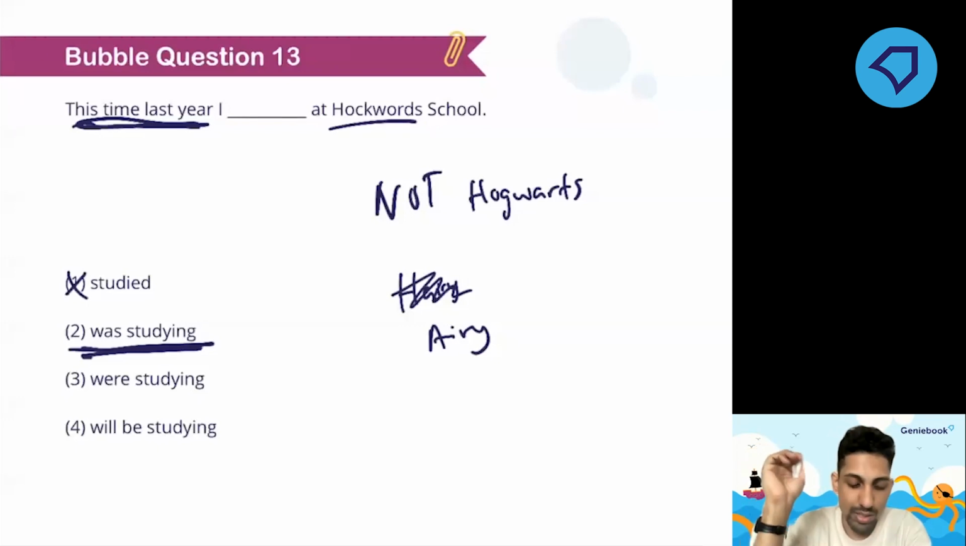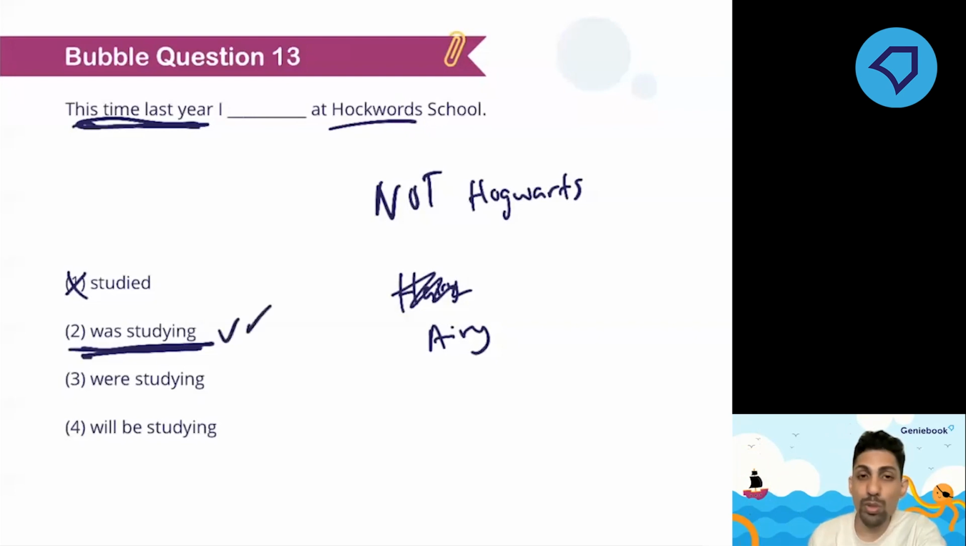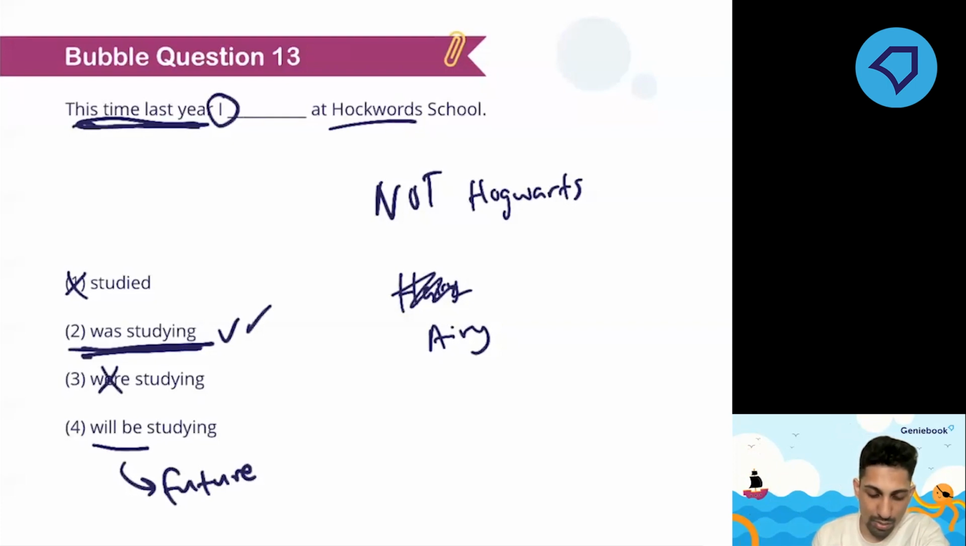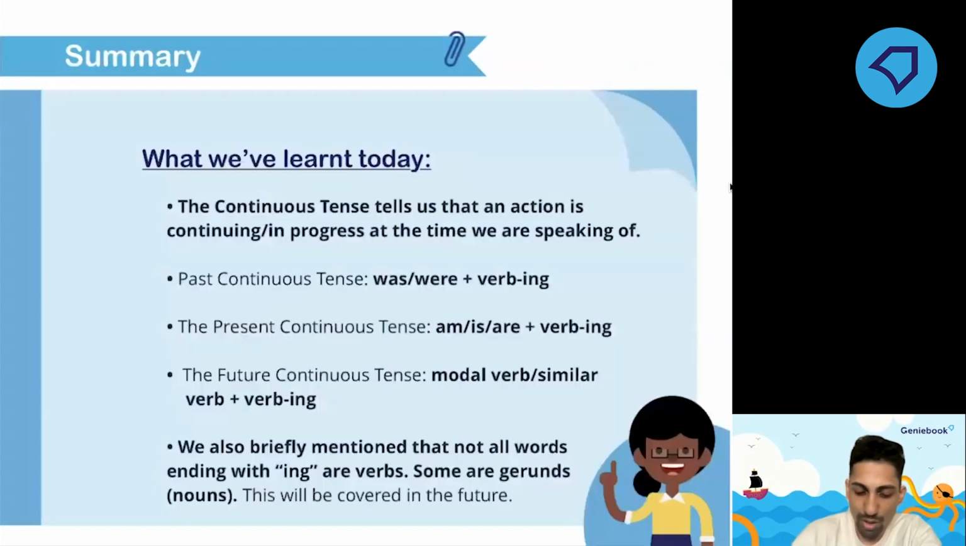Okay? So this time last year, I was studying. It has to be was because we're talking about I. Definitely not were. Definitely not will be, because will be is in the future. But we are talking about last year. So let's not confuse the tenses. How many people got this right? 93. Okay, not bad.